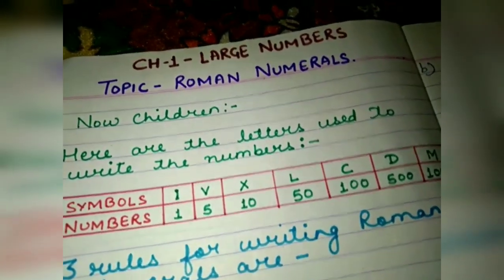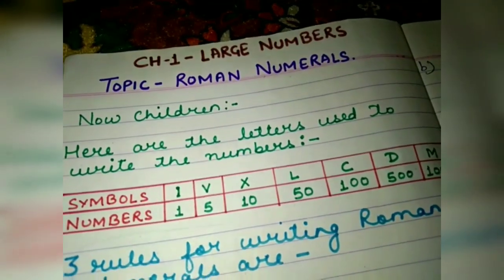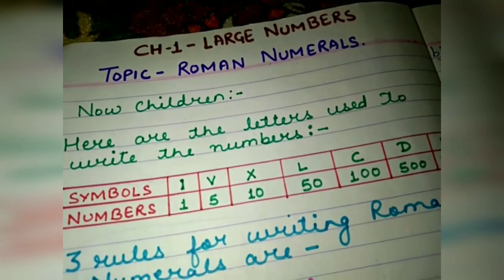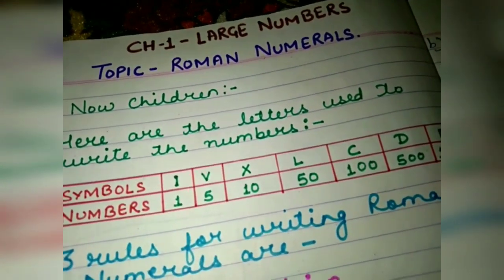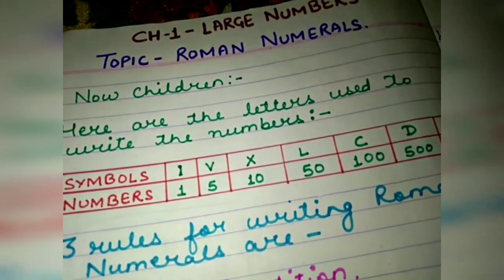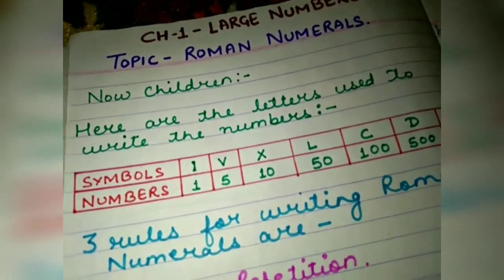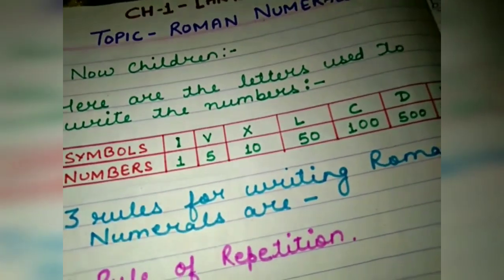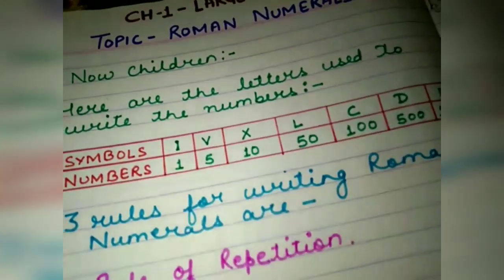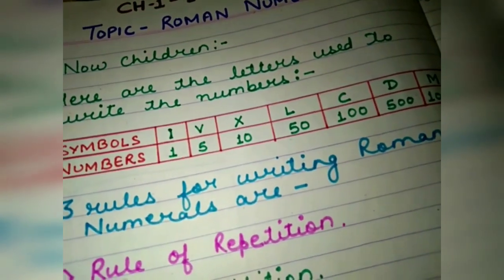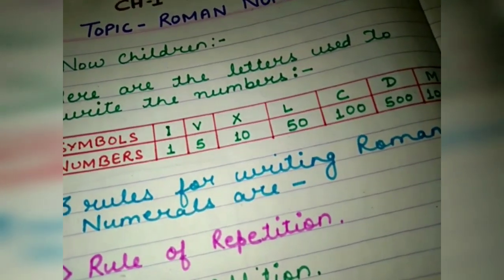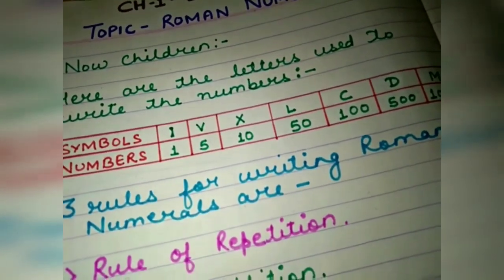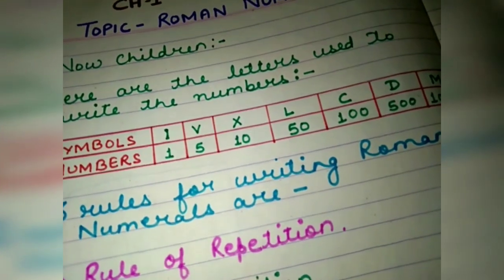As you know, your first chapter is going on and your topic is Roman numerals. So, today let us learn about Roman numerals. Children, we know that the ancient Romans used letters to write numbers. Even today, the building date on monuments or public buildings is marked in Roman numerals. And we also use Roman numerals in clocks and watches.